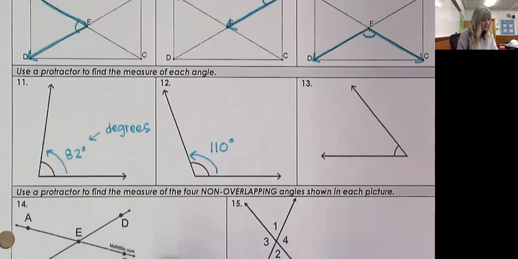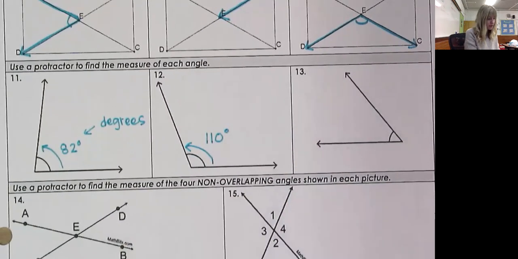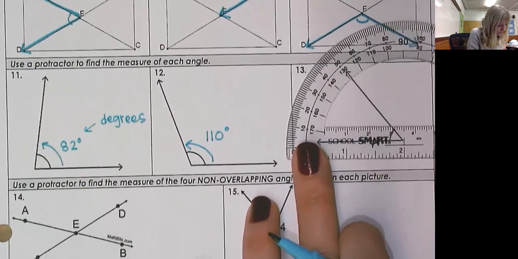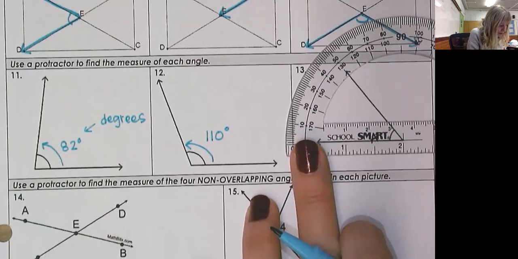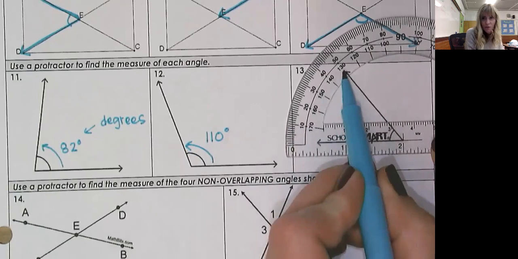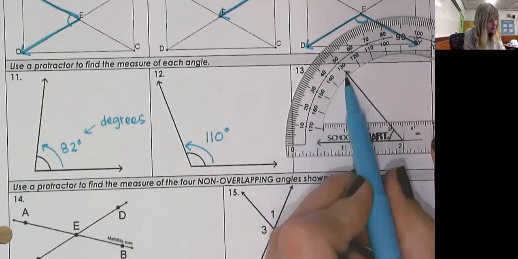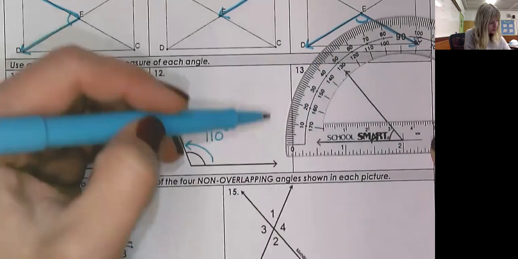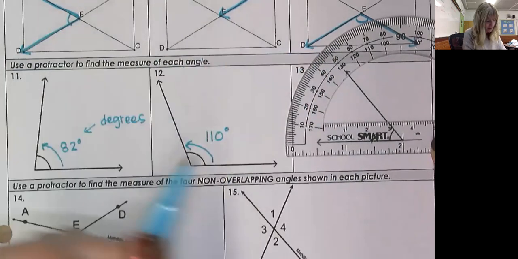Now, the reason you have this other set of numbers on the protractor is because sometimes the angles open this direction. Now, if you make the mistake of reading this one, you should know right away that does not make sense. 130 degrees, no way. It's 50 degrees because I should be going from 0 out to 50 degrees.